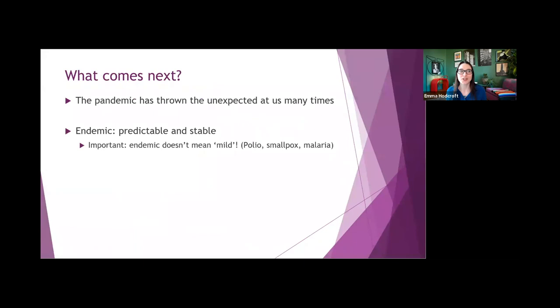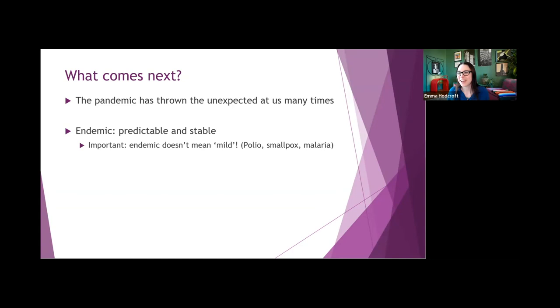So for me, the take home really from the pandemic so far is to keep in mind that the pandemic has thrown the unexpected at us so many times. We've had so many people who've announced that the pandemic is over, that there won't be any variants, that Delta is the last variant, that Omicron is the last variant. And at least so far, these have all been wrong.